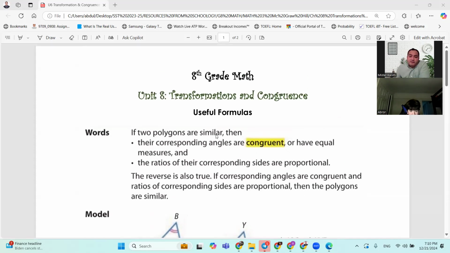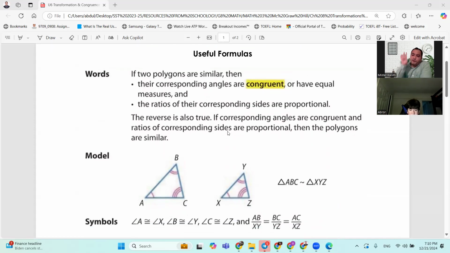Abror, actually, we have four transformations that you learn at this age, eighth grade. What are they? Number one, translation. Number two, reflection. Number three, dilation. And number four, rotation. That's it. And usually at school, you learn how to transform figures in a coordinate plane.